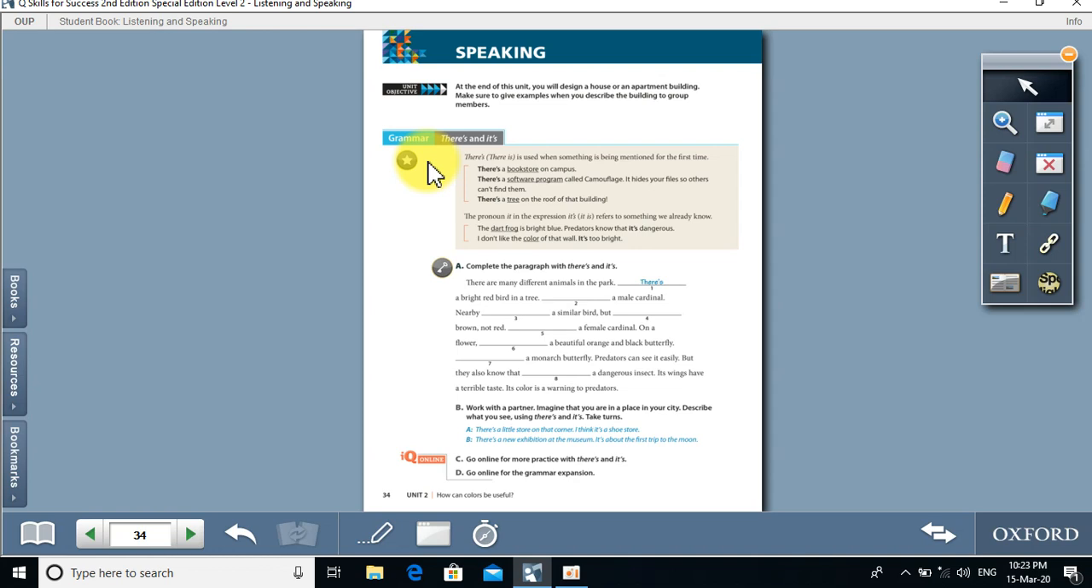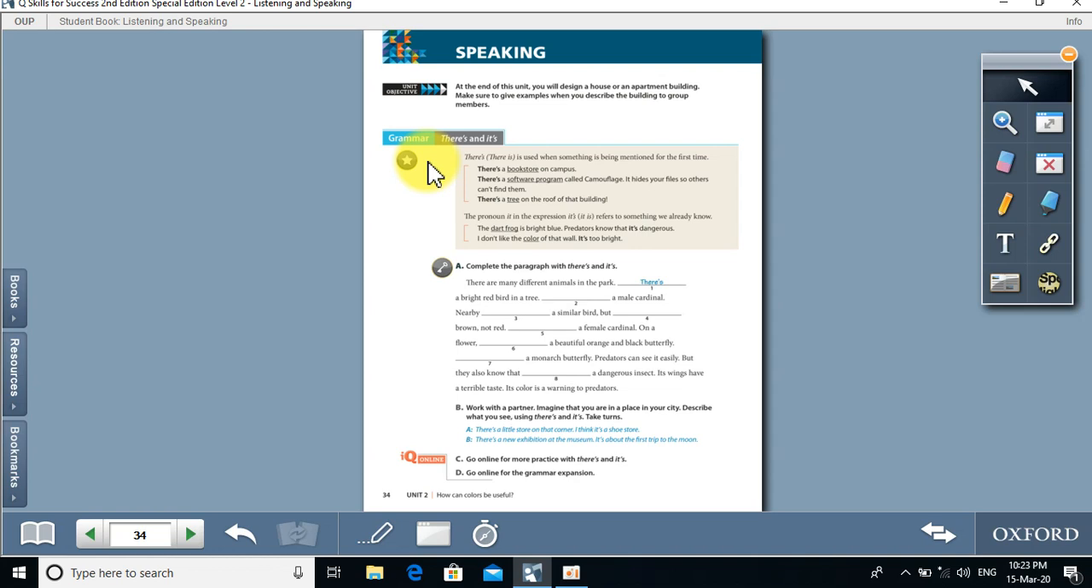There's or there is is used when something is being mentioned for the first time. For example, there's a bookstore on campus. Second example, there's a software program called Camouflage. It hides your files so others can't find them. And the third example is there's a tree on the roof of that building.